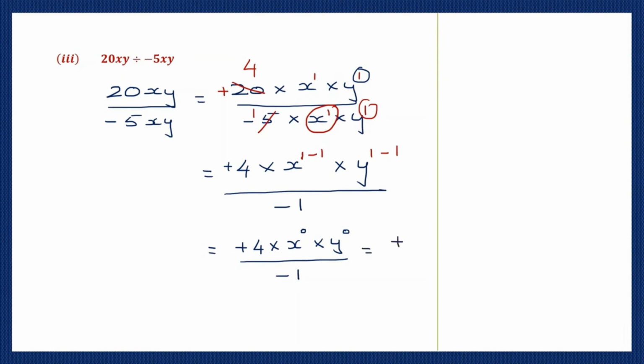Now it is plus 4 into 1 by minus 1, which is plus 4, because 4 ones are 4, by minus 1. So my final answer here, 4 by 1 will be 4, isn't it? So 4 by minus 1 will be minus 4. So the final answer is minus 4.